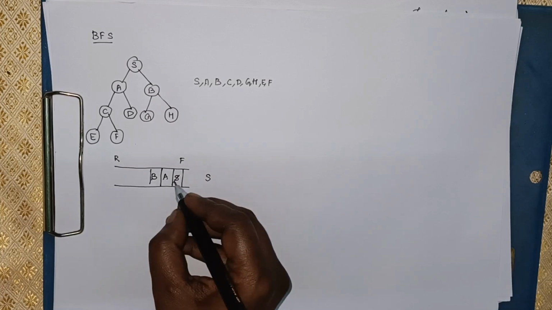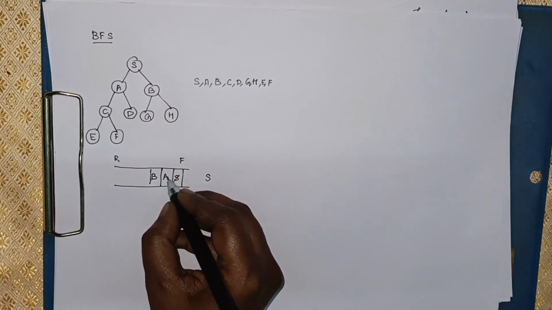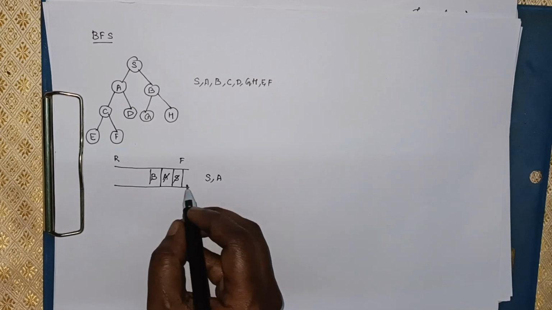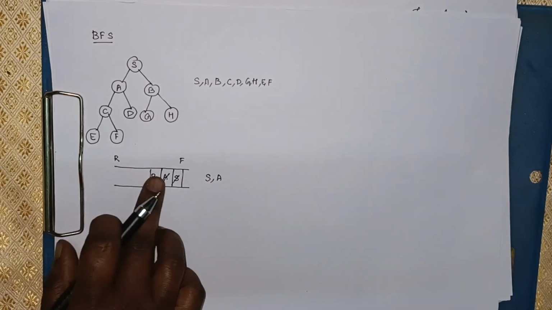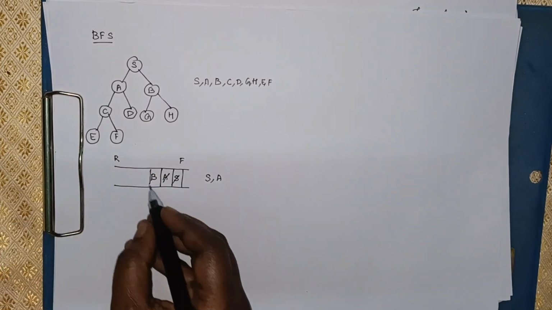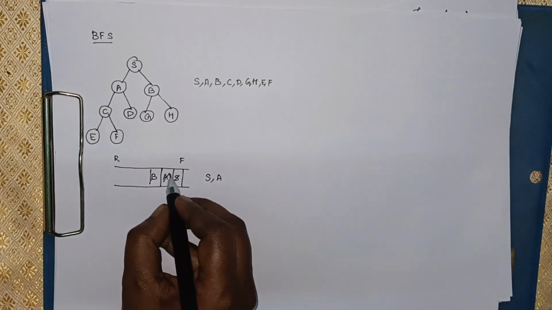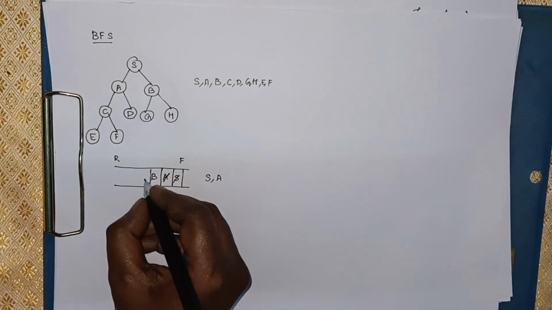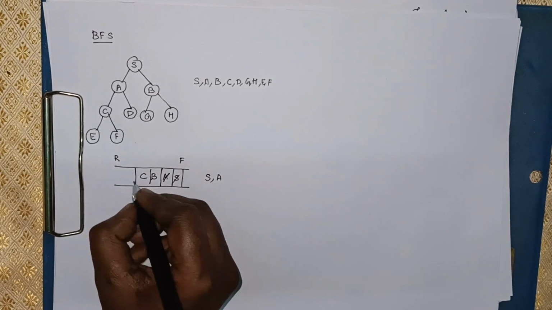Next, I'm going to dequeue the next element, which is A. So you know, DQ operation will come from the front and NQ will come from the back. Next, after dequeuing A, I'm going to note the adjacent nodes of A, that is C and D. So I'm going to put it inside the queue.